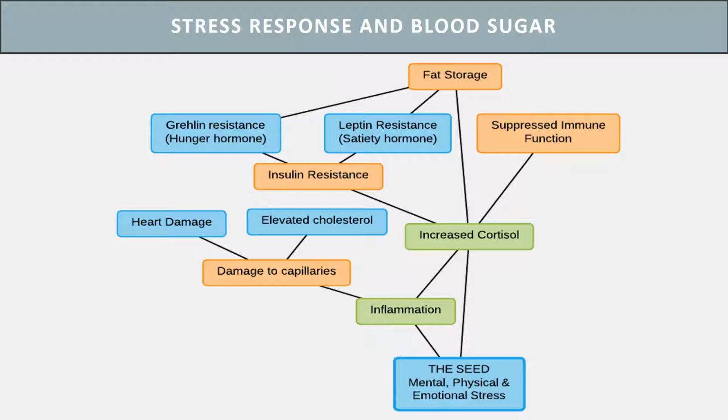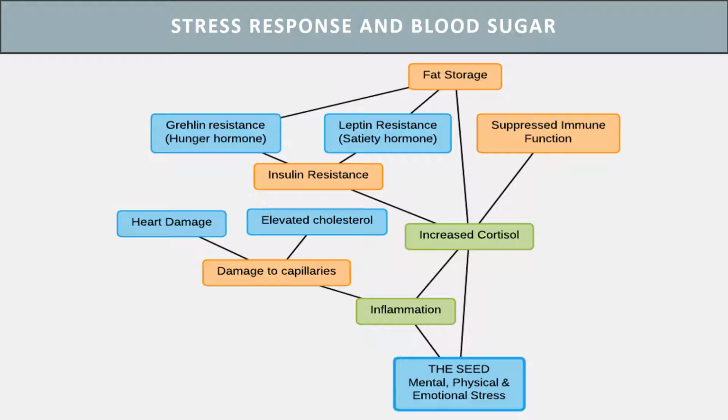That increase in inflammation causes damage to the microcirculation, to the capillaries. And this damage then turns around and leads to heart damage and to elevated cholesterol. Cholesterol is an extremely important part of your overall stress response. And your cholesterol elevates because it is the precursor to all of your stress, sex, and inflammation hormones. So when you start to have an increase in inflammation, you're also going to have an increase in your cholesterol.